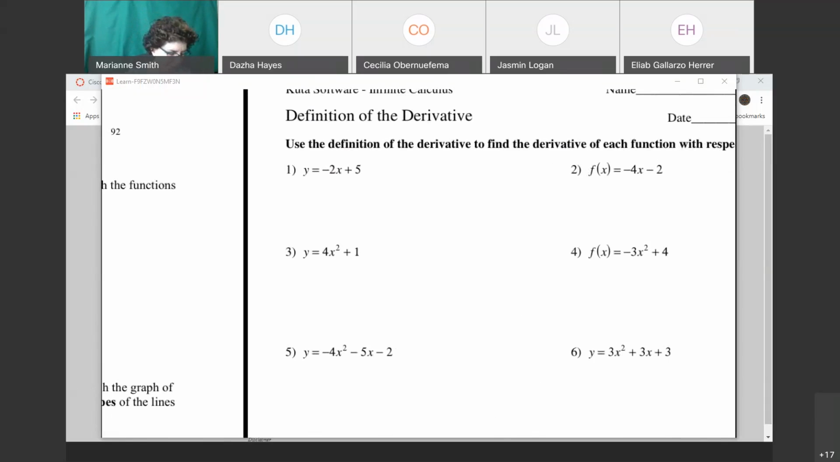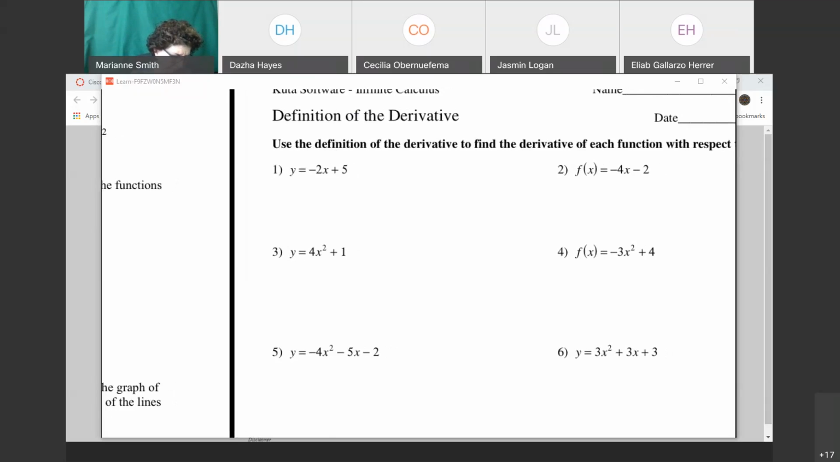But let's just look at this first function, okay? Y equals 2x plus 5. Here's the definition of the derivative. I'll try to write it right here so you can see it. So I have the limit as h approaches 0 of f of x plus h... Okay, so that's the definition that I'm using. Where did I get that from? From the yellow box in your text.